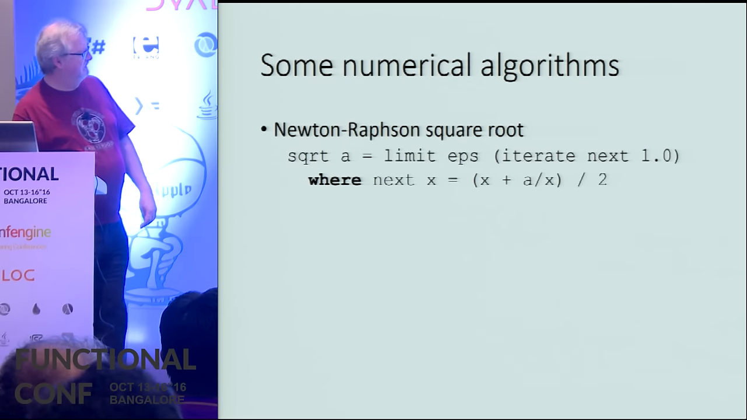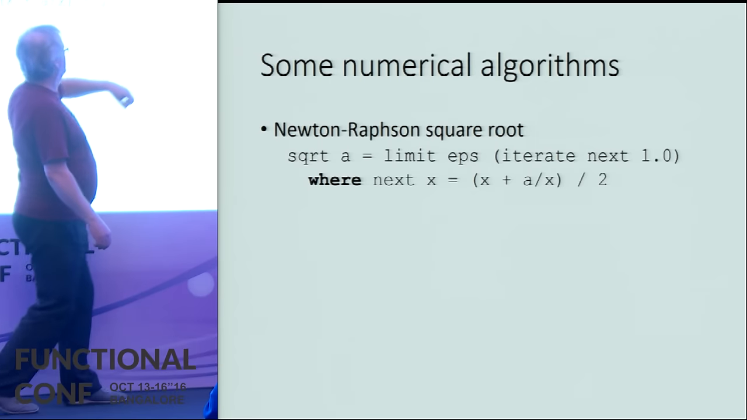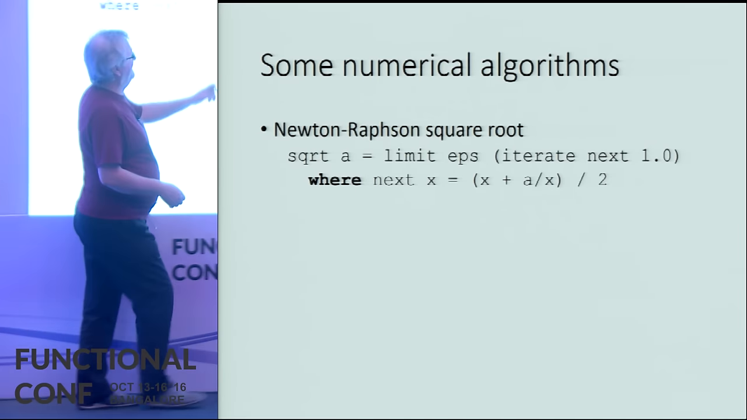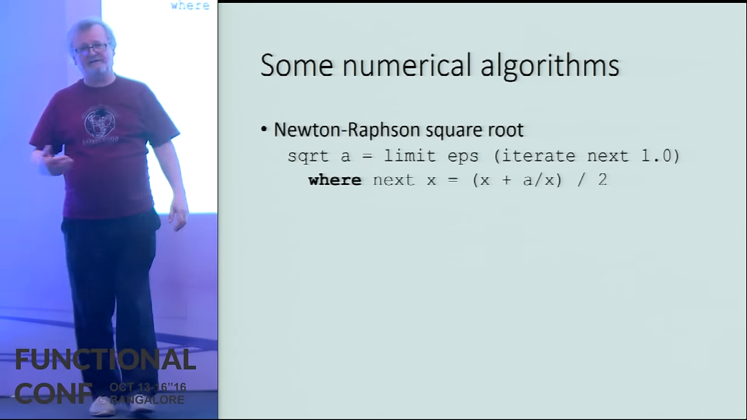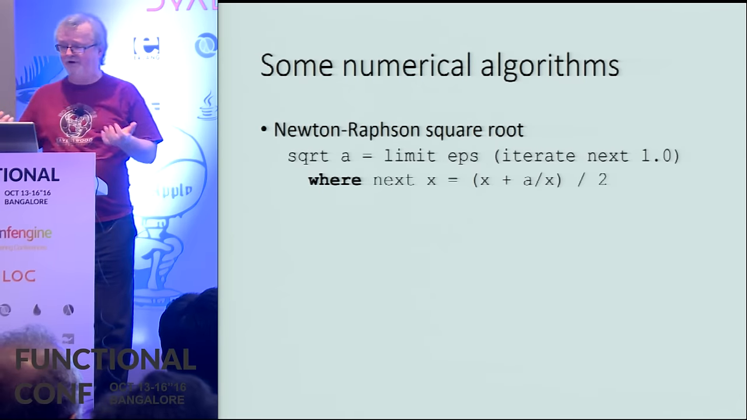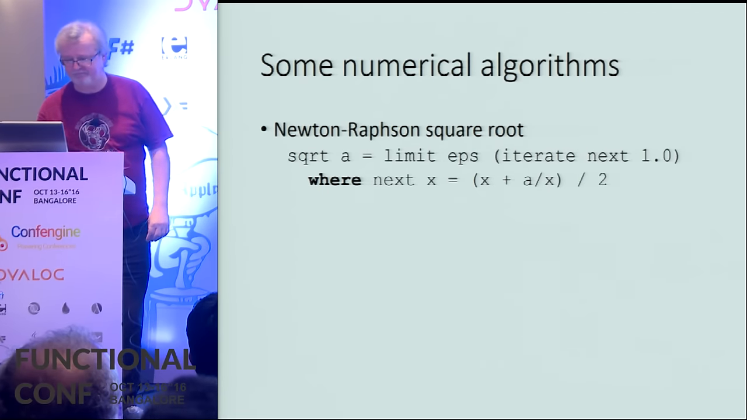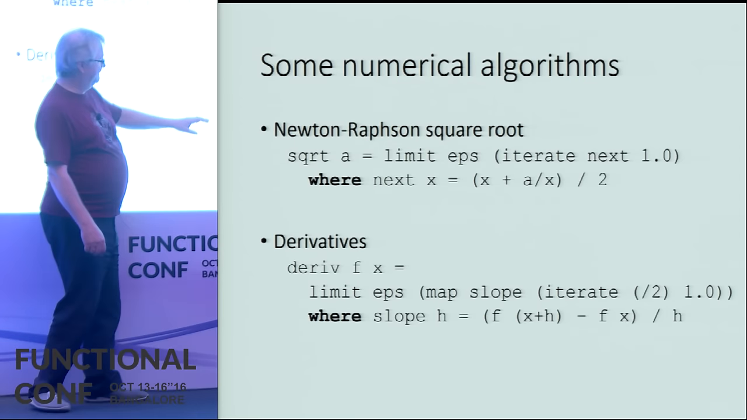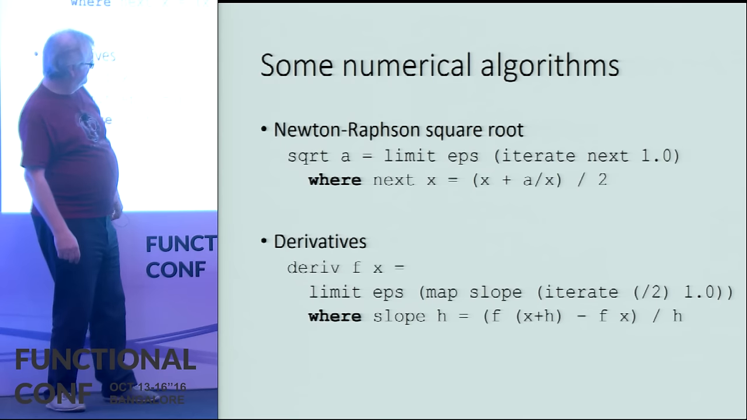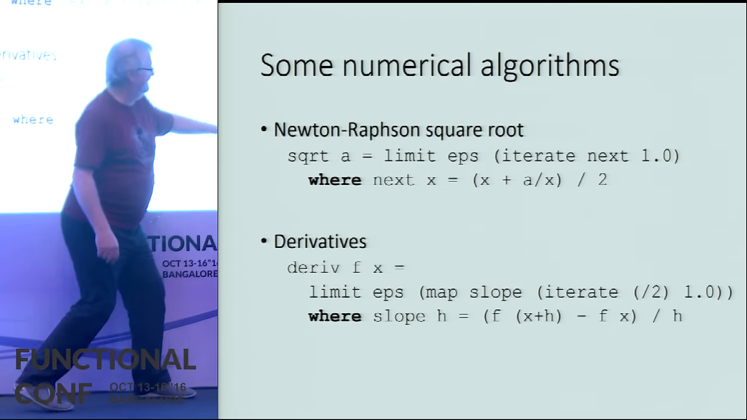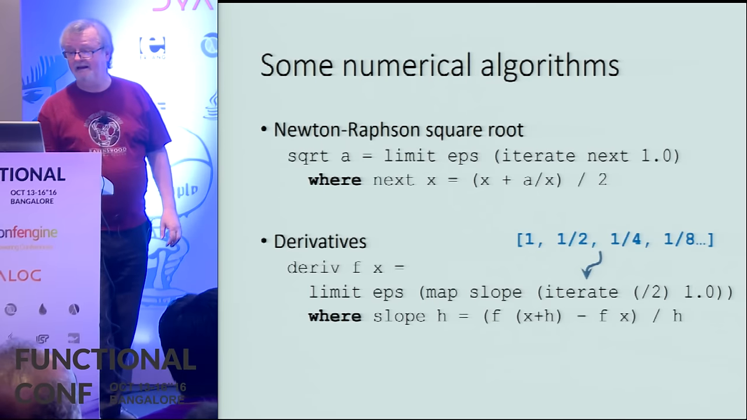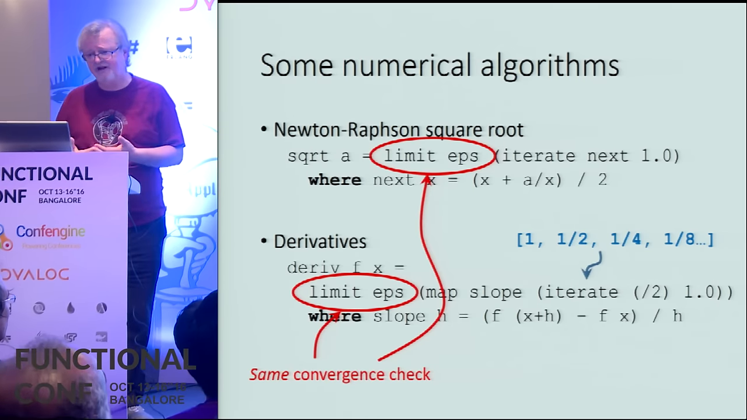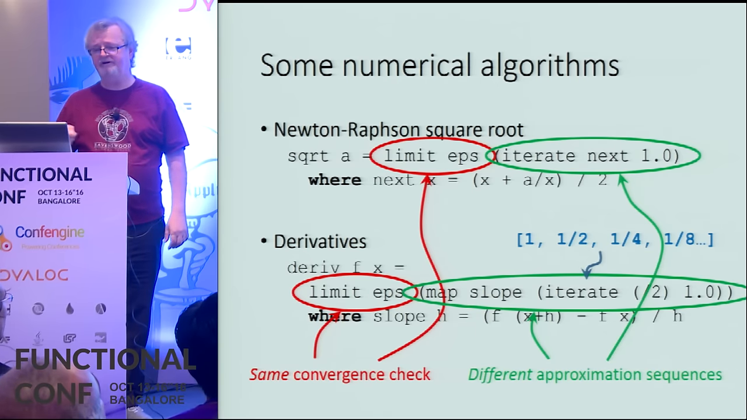Here's the Newton-Raphson square root algorithm. That starts from some value, let's say 1.0, and computes successive approximations. Here's the next function that does that. So I can compute Newton-Raphson square roots just by iterating the next function until I reach the limit. And so I'm able to separate the computation of the approximations from taking the limit. Here's code for computing a numerical derivative. So the derivative is the limit of the slope of the graph as points get closer and closer together. So let's compute a series of h's by starting from 1 and making them smaller and smaller. And then let's map a slope calculation over that and take the limit. And the convergence check can be the same code, even though the algorithm for computing the approximations is different.